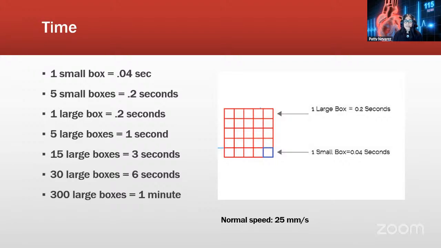So we want to know how many times the heart beats in a minute. And the normal speed of your EKG has to be 25 millimeters per second. That's super important, because otherwise the image is going to be distorted a little bit.